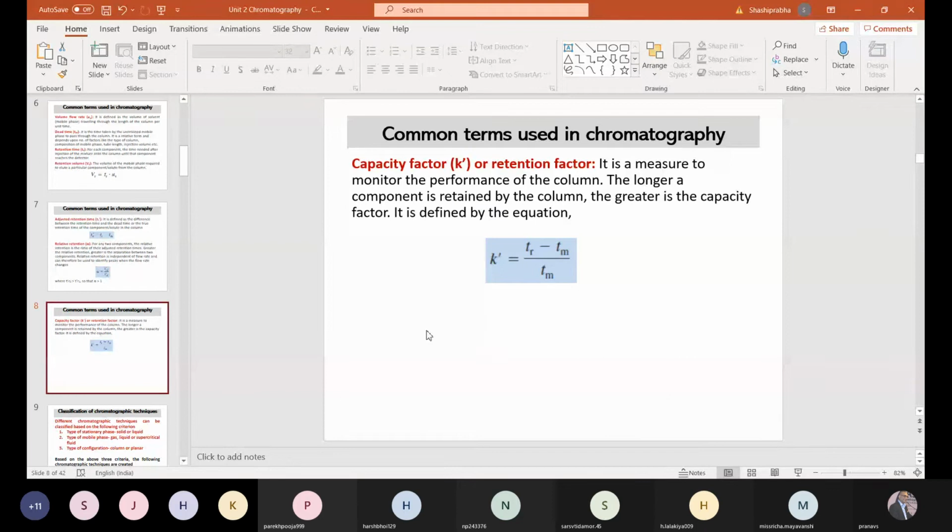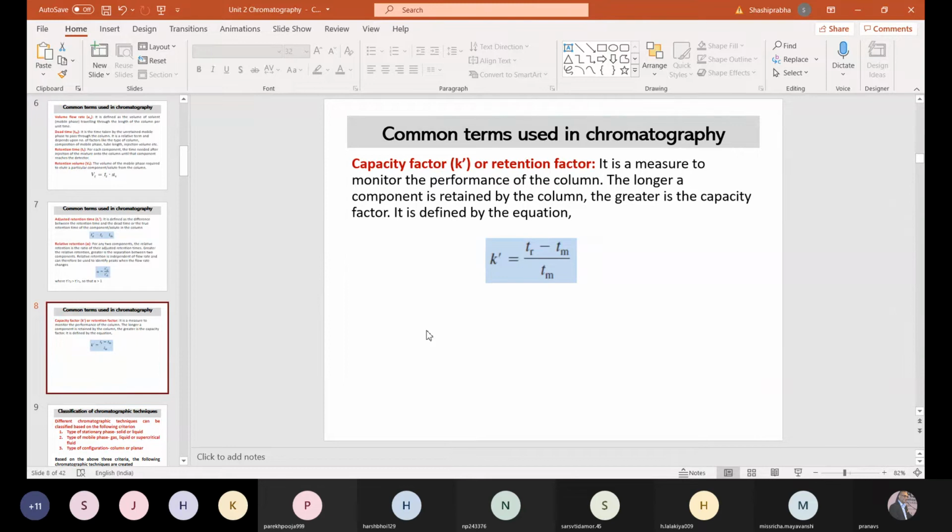And one of the last but not the least terms used in chromatography is the capacity factor. This is represented as K dash, capacity factor or retention factor, and it is one of the most important factors one needs to evaluate when you report any method or when you optimize any method. It is a measure to monitor the performance of the column. We always compare the performance of the different columns available to us, and to monitor that, we find out the capacity factor.